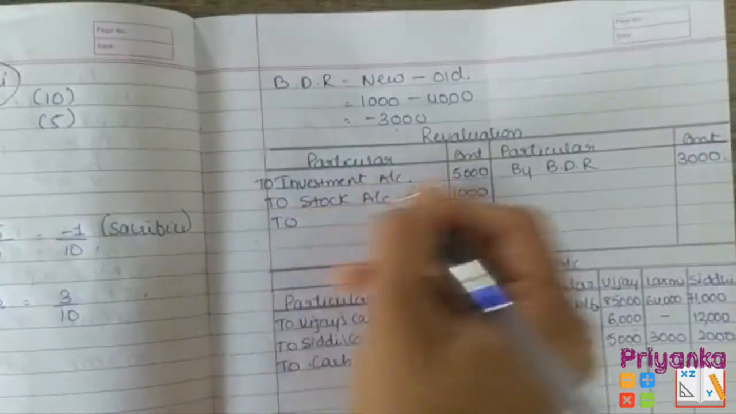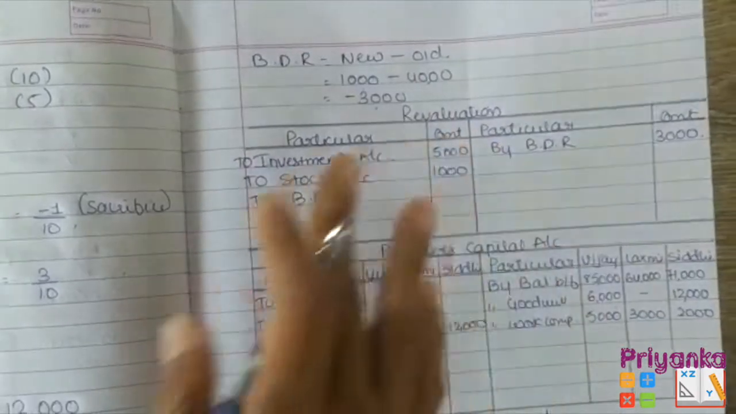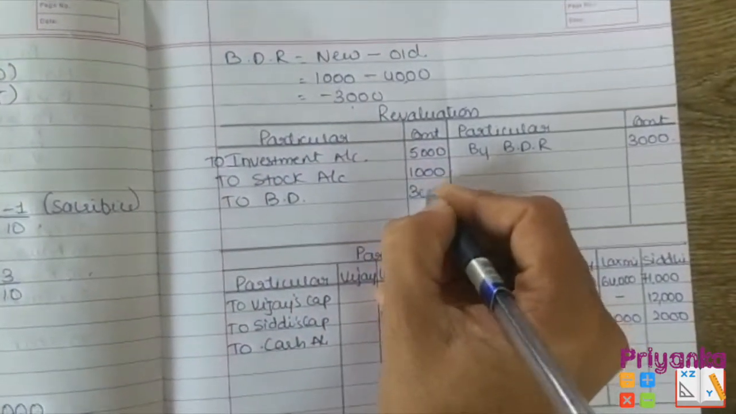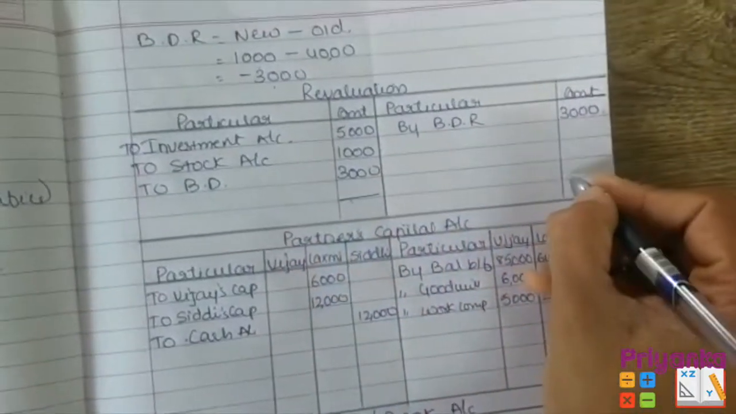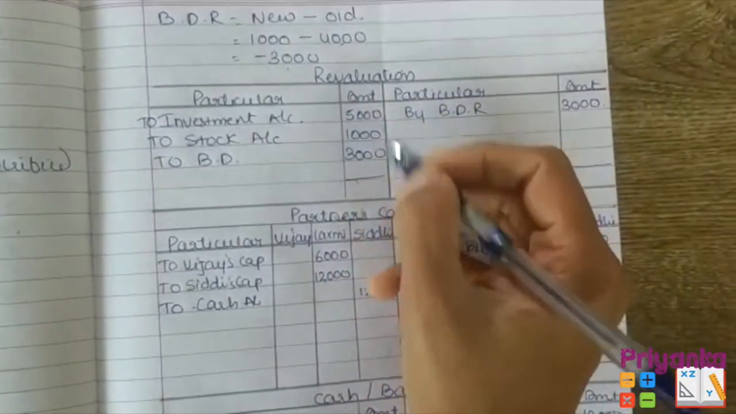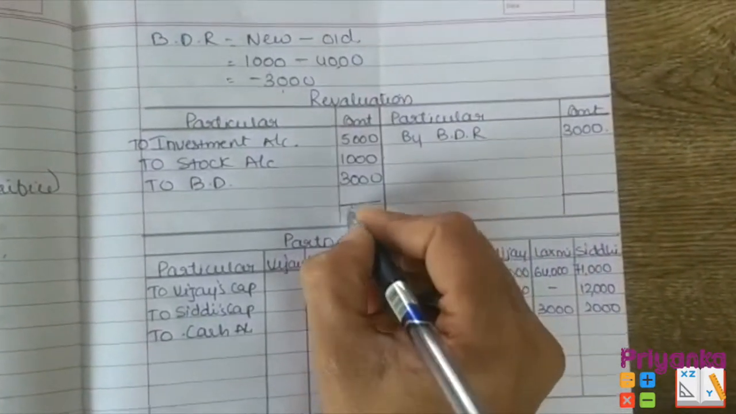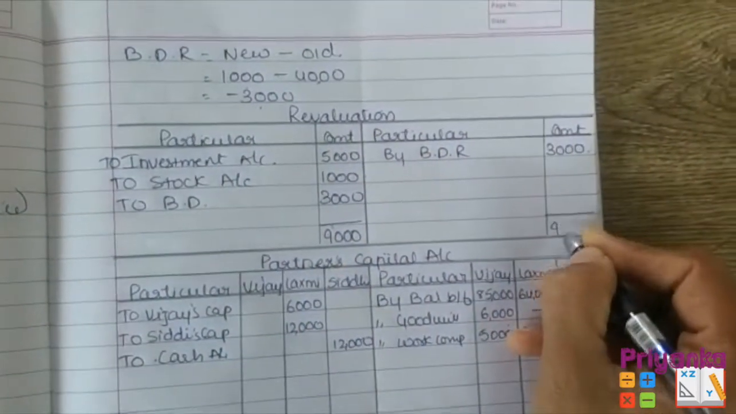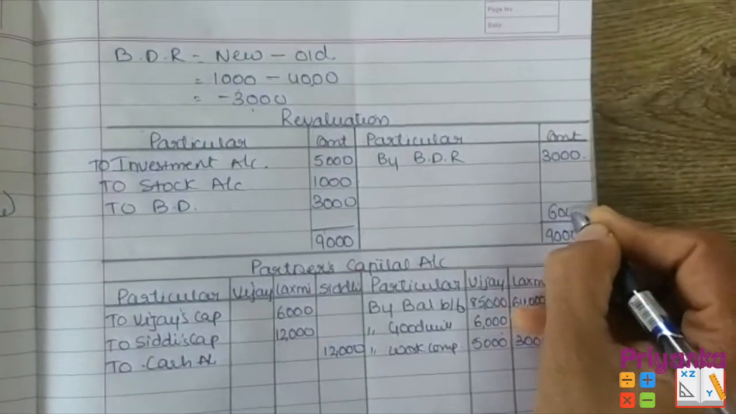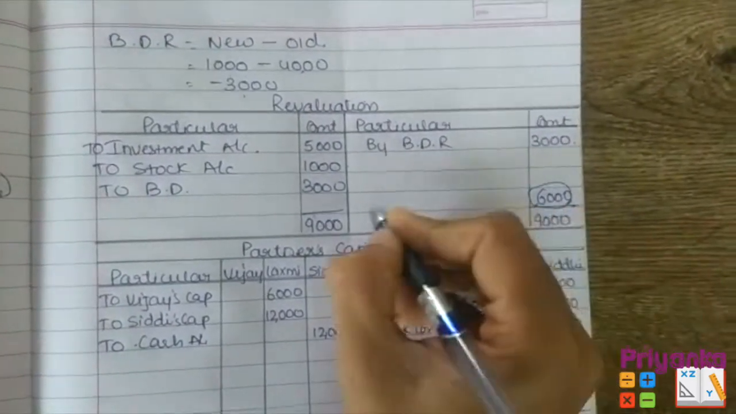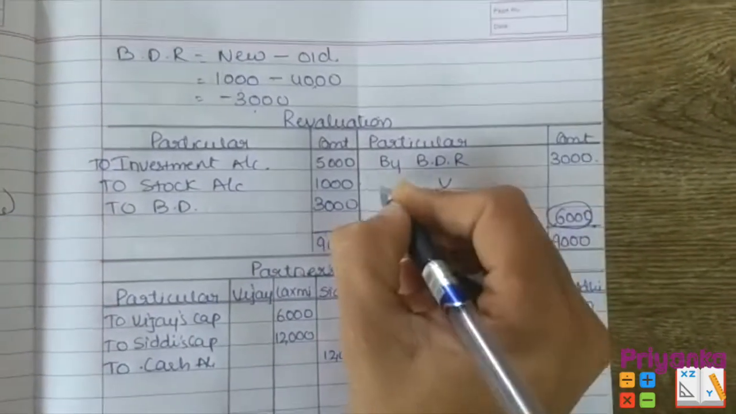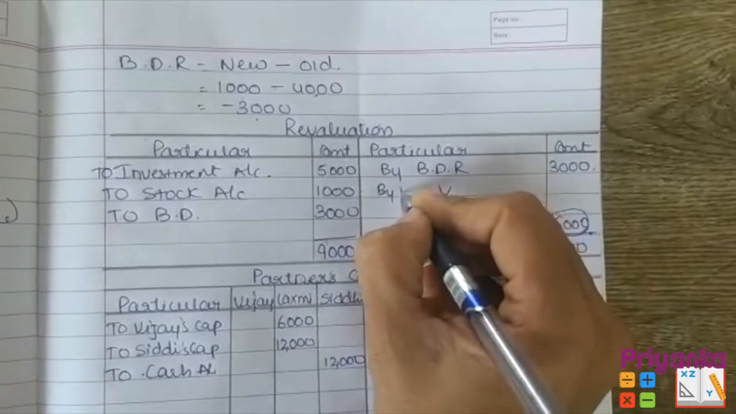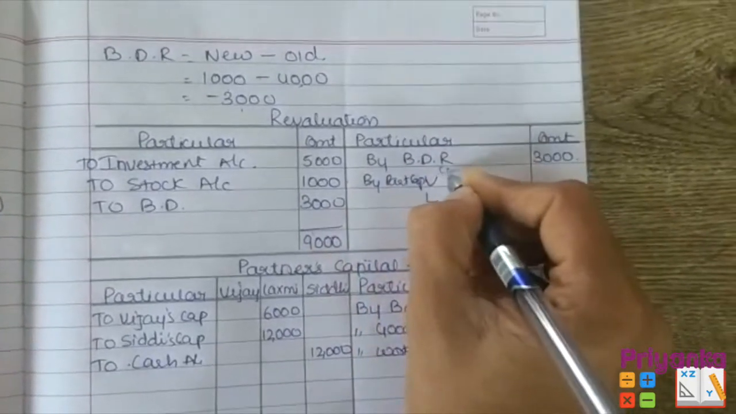Here one value of bad debt was forgotten to be recorded in the revaluation. Just write down bad debt. Bad debt will remain on the same side with the amount 3,000. That's just now we found this one. Now at the end we'll make a total of both sides. As we can see this one is more, so this will be 9,000, and the difference we found is 6,000 for both sides, which will be distributed between the partners Vijay, Lakshmi and Siddhi, and this will be moved to the partners' capital account, and this is the loss.